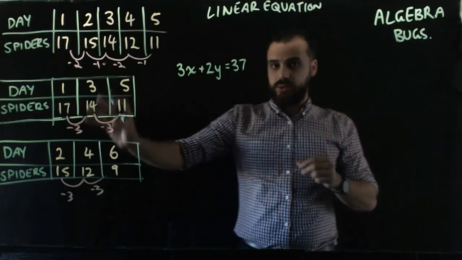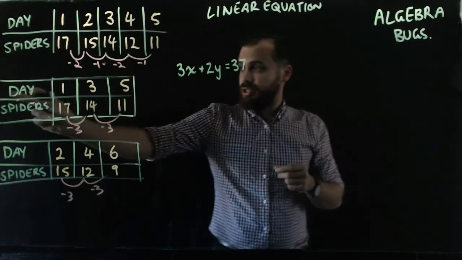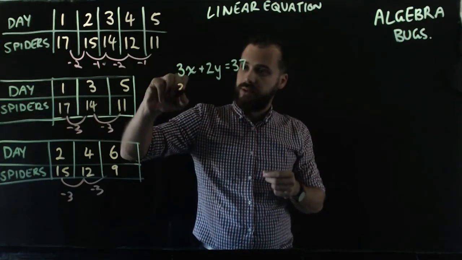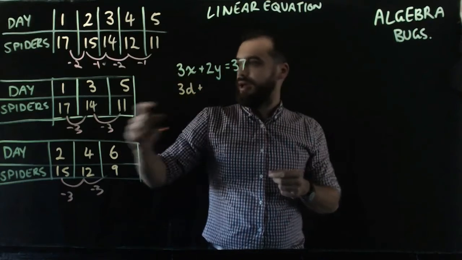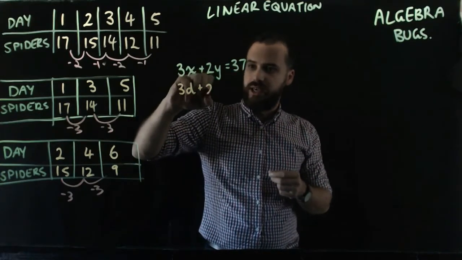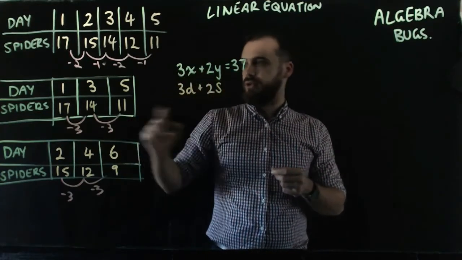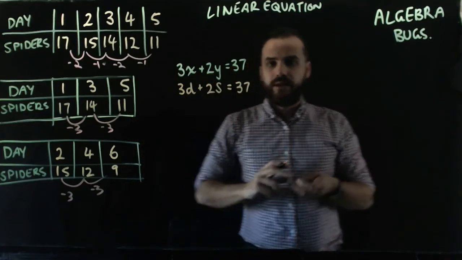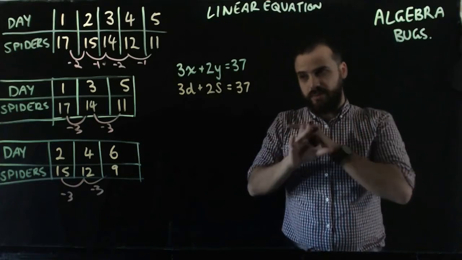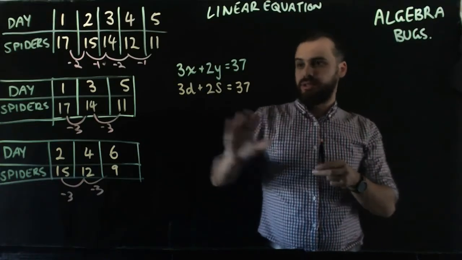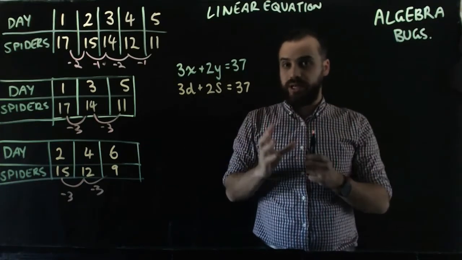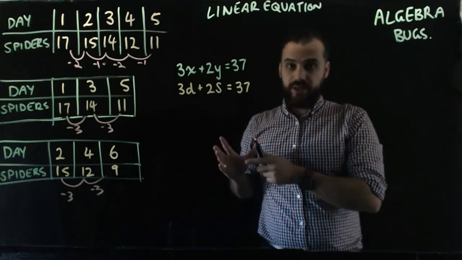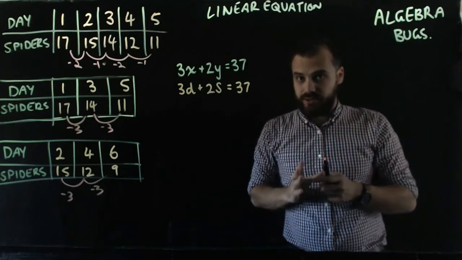But when it comes to this one, our x-axis is actually d for days, and our y-axis is actually s for spiders. That's what we want. That's a piece of magic right there. Because that linear equation will let us figure out anything if we know something else.